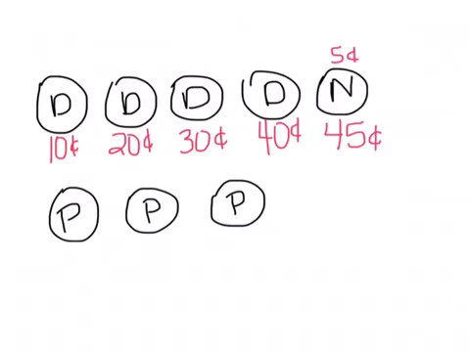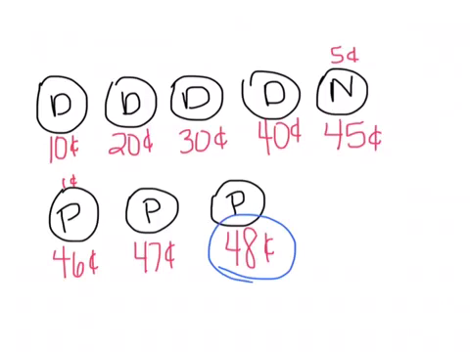Now here's my easy part. Here's my pennies. They're worth 1. So 45, 46, 47, 48 cents. So my total is 48 cents.